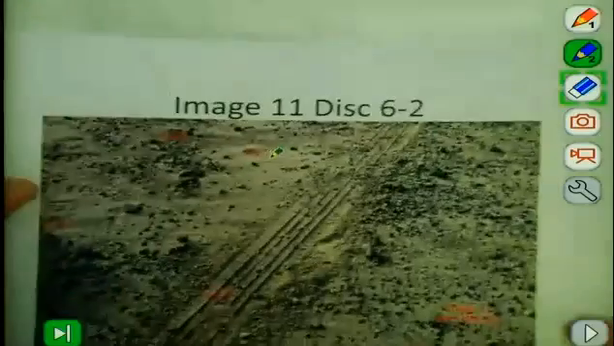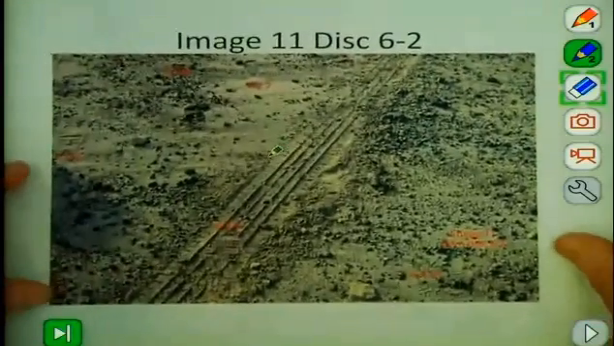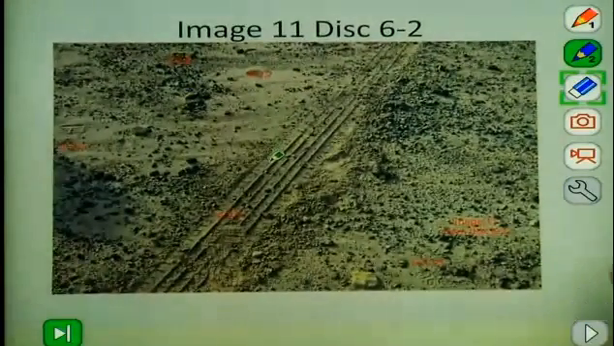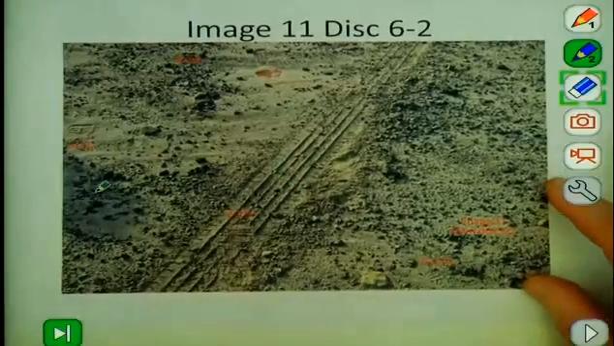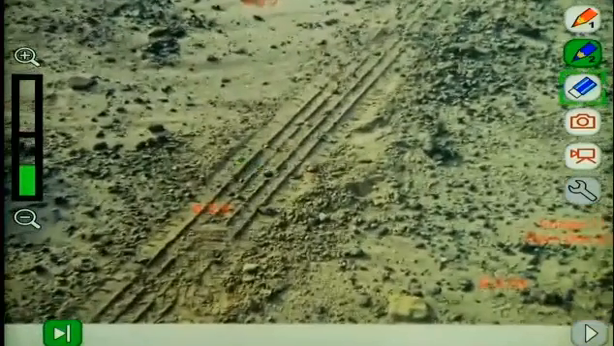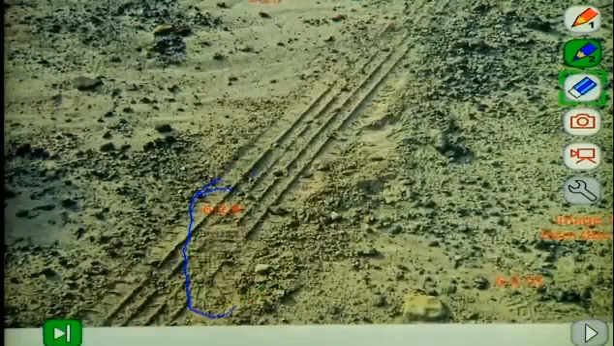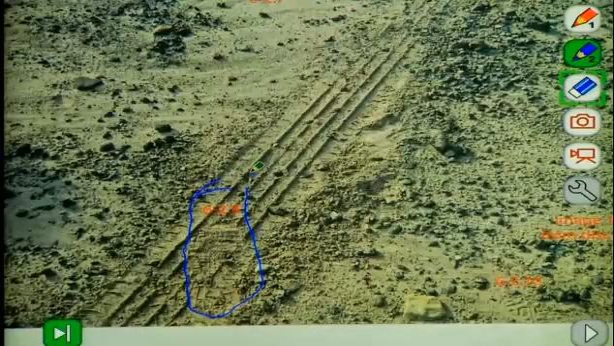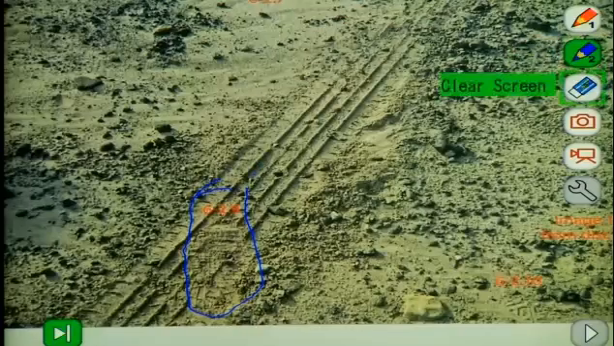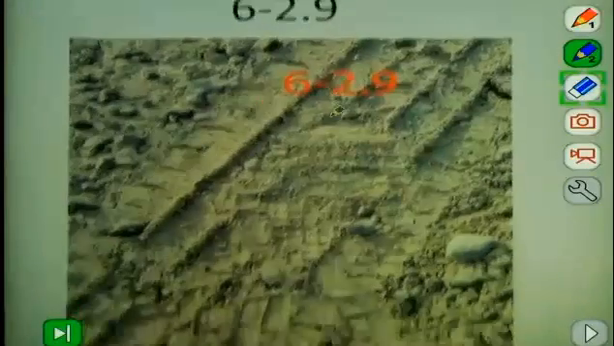Now, 6-2.9, is that shown in this photograph? Yes, it's right on top of the tire track. And is there indication that that came after the tire? Yes, because it is covering up the characteristics of the tire itself. Let me show you a close-up of that, 6-2.9.